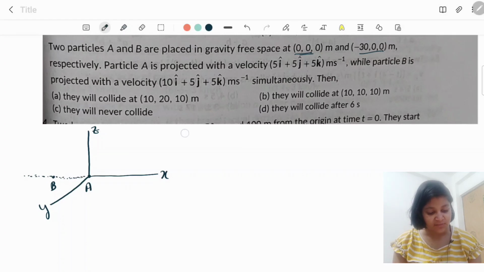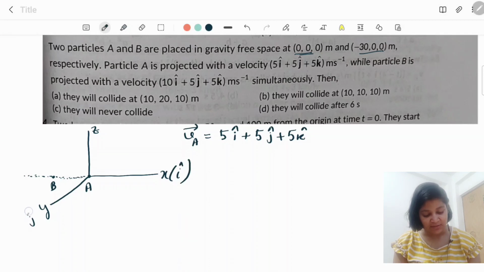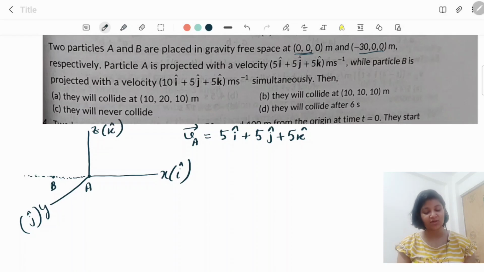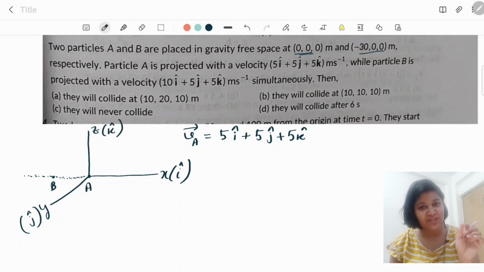Now the velocity of the particle A is given. Velocity, which is a vector quantity, is represented as, I told you that i cap, j cap, k cap are the unit vectors along the x-axis, the y-axis, and the z-axis. So they have a value of unity or 1. They represent the direction along which the velocity components are represented.